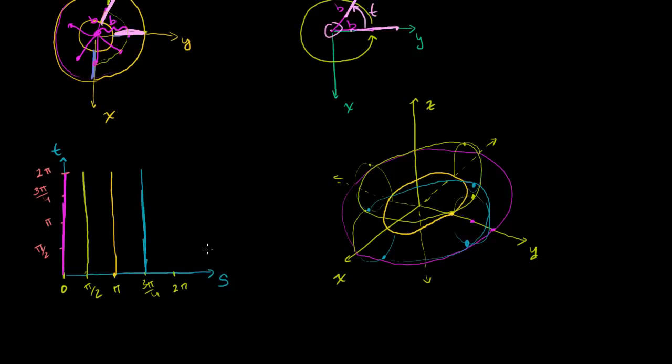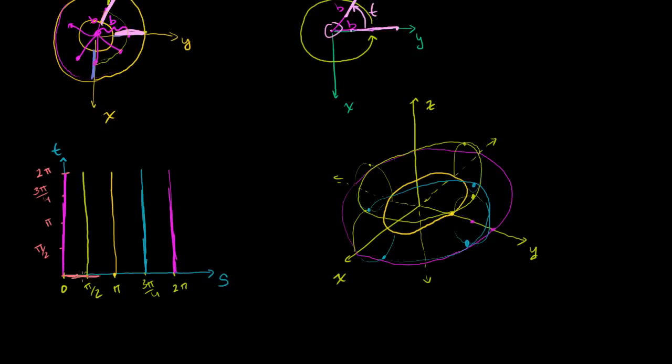When s is 2 pi again, you're going to be back to the outside of the donut again. That's also going to be in purple. So that's what happens when we hold the s constant at certain values and vary the t. Now let's do the opposite. What happens if we hold t at 0 and we vary the s?